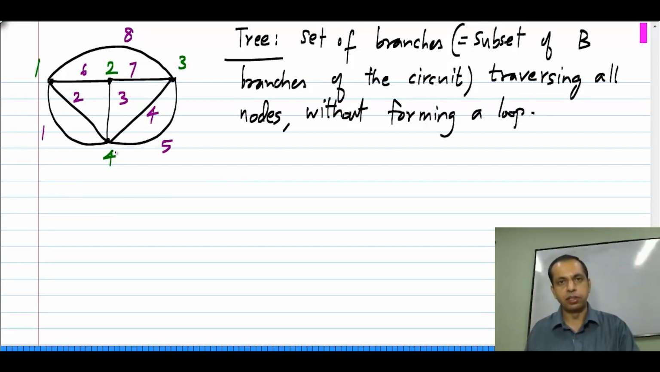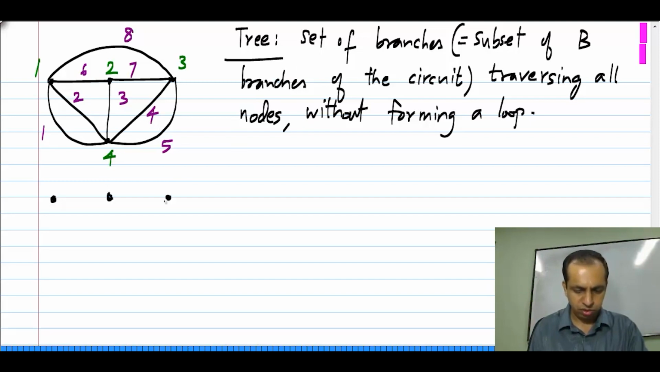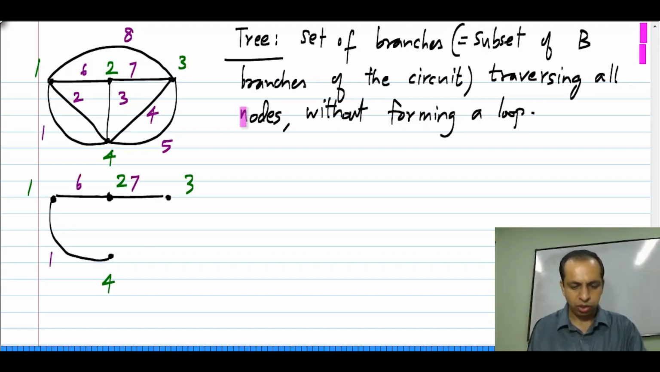There can be many trees. There are many possibilities, but you can start from any of them. So, let me show you one example of a tree. These are the 4 nodes, and I will take branches 1, 6 and 7. So, clearly all 4 nodes have at least one branch and there is no loop formed yet.